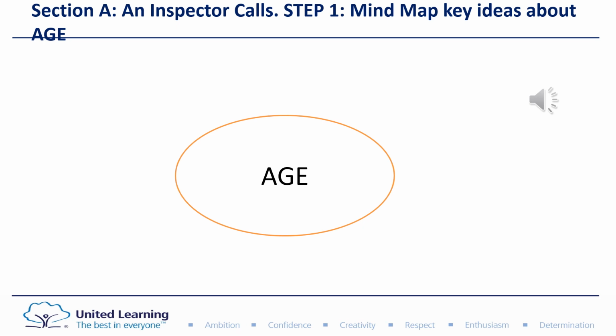So let's start with Section A, An Inspector Calls. You will get a choice of 2 questions. You have to pick one, and those questions could ask you about either character or theme in the play. So we're going to look at an example where we attempt to answer a question on age. I want you to start by mind mapping any ideas about age that you think are explored in the play.